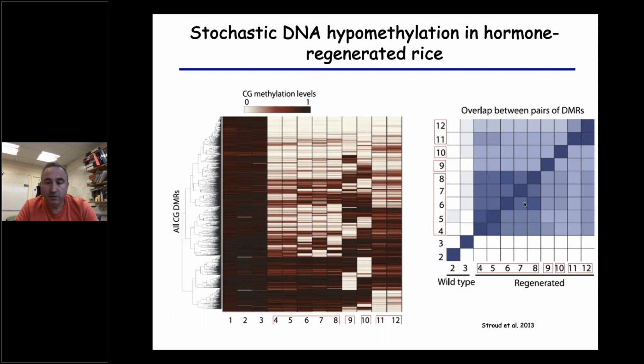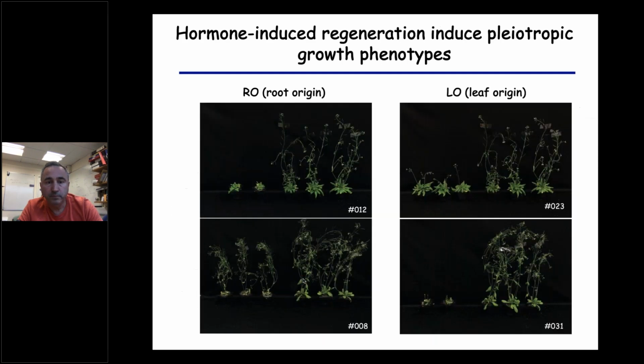Because Stroud, several years ago, conducted a DNA methylation analysis in rice that was used for transformation. So they went through a regeneration process. And what he found is that in the plants that were genetically modified, most of these plants accumulated stochastic changes in DNA methylation, primarily hypomethylation, okay? Which resembles our results.